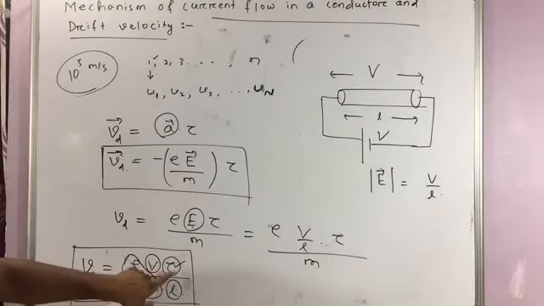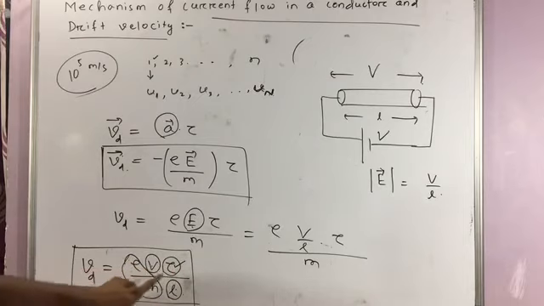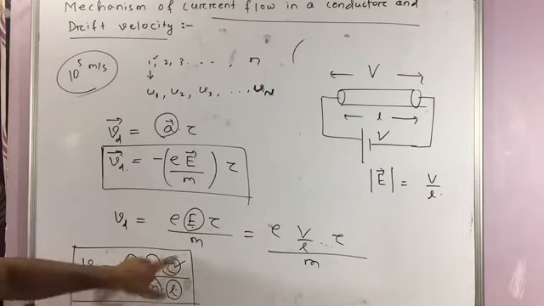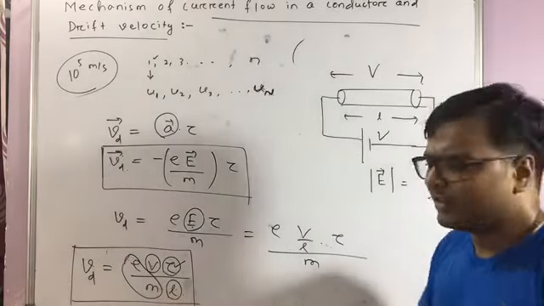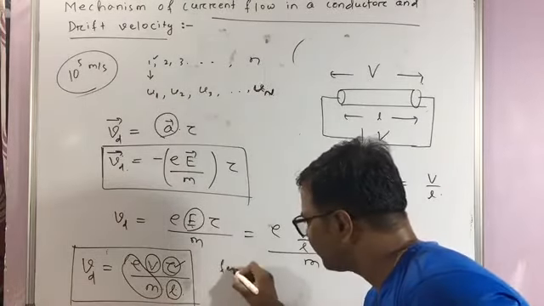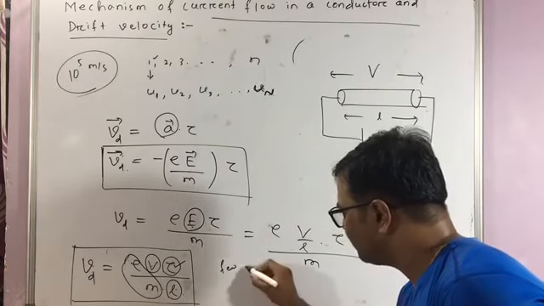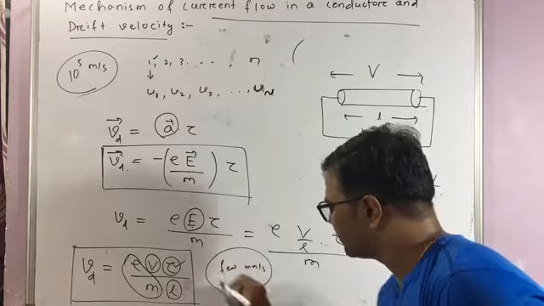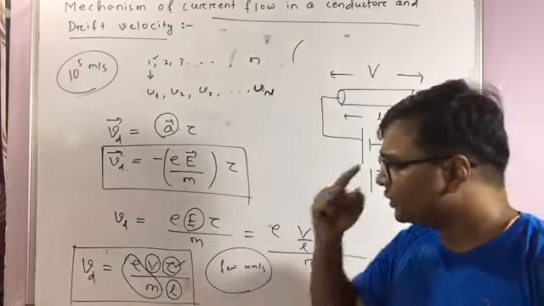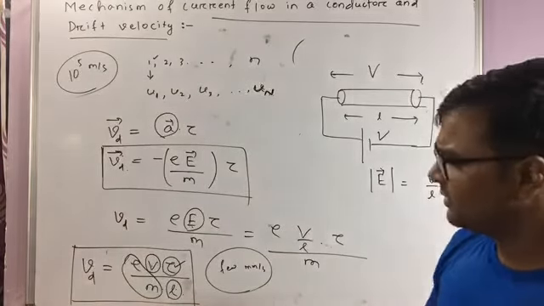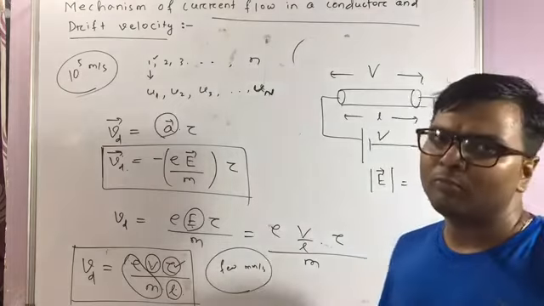As Vd depends on the relaxation time, the value of the relaxation time for a particular conductor decides Vd. If you want to calculate Vd, the order of magnitude will be very small, a few millimeters per second. The electrons drift inside a conductor with a speed of a few millimeters per second.